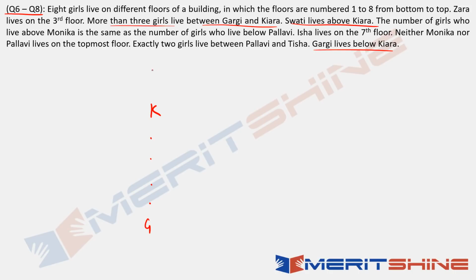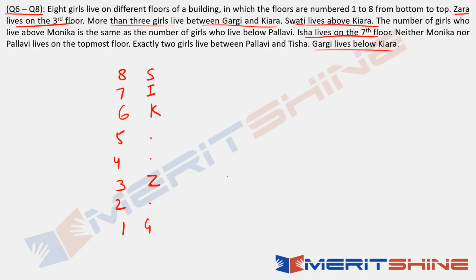And Swati lives above Kiara. So let's put it here. So these are 7. But you also know that Isha lives on the 7th floor. So it has to be like that. This is 7, this is Isha. This is 8, Swati. This is 6, Kiara. This is 1, Gargi, and then this is 2, this is 3, this is 4, this is 5. You already know who's there on the 3rd floor, that's Zara. So just put this is Z.